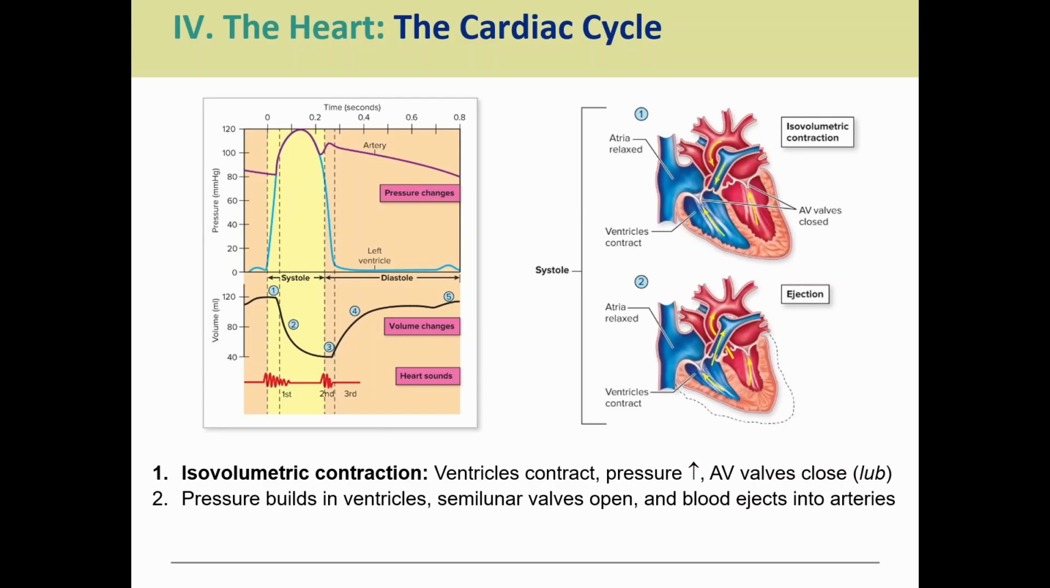So let's go ahead and talk about isovolumetric contraction. Again, this is where the ventricles contract. This means pressure is going up. The AV valves close, which we hear as the sound lub, in response. We hear that lub-dub sound. This builds pressure in the ventricles, causing the semilunar valves to be pushed open, which then pushes blood into the arteries. So this is where the ventricles are contracting.